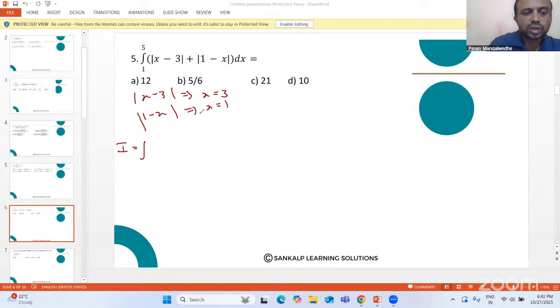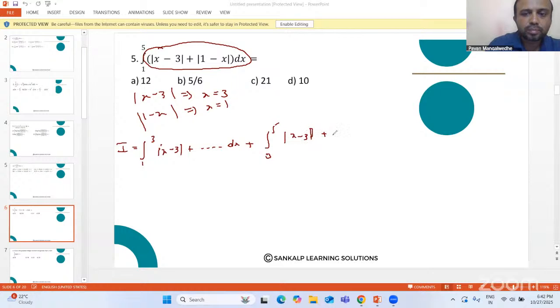because of x equals 3 and 1, the integration will get split. Splitting the integral, it is from 1 to 3 of the same expression, that is mod of x minus 3 and so on, dx, plus, because it is split in two ways, 1 to 3 and 3 to 5, again mod of x minus 3 plus and so on, dx. Integral between 1 to 3 and 3 to 5.